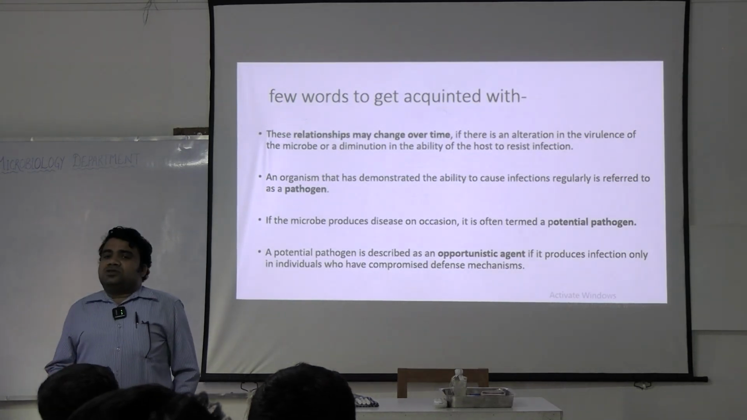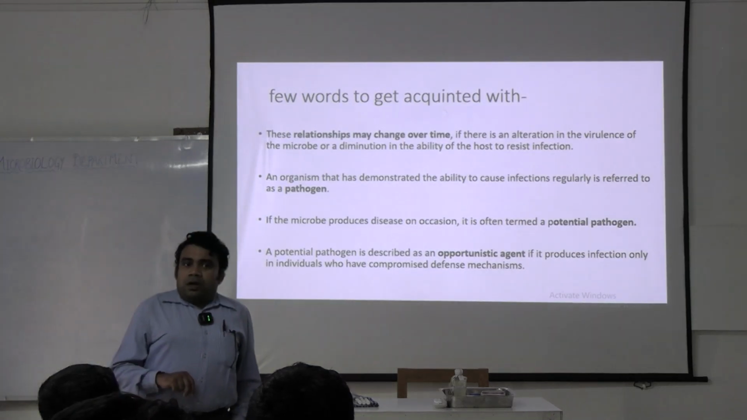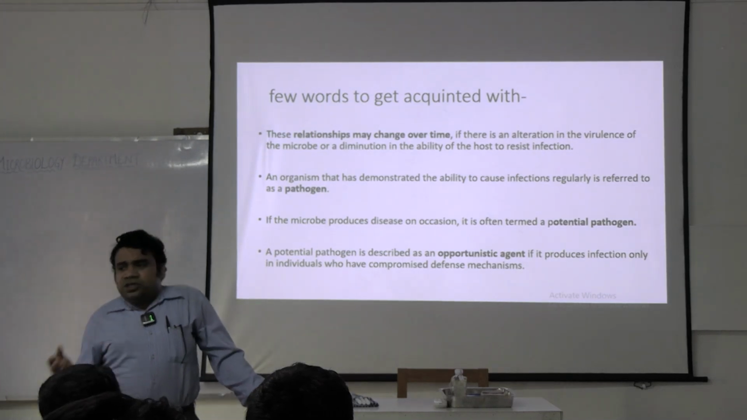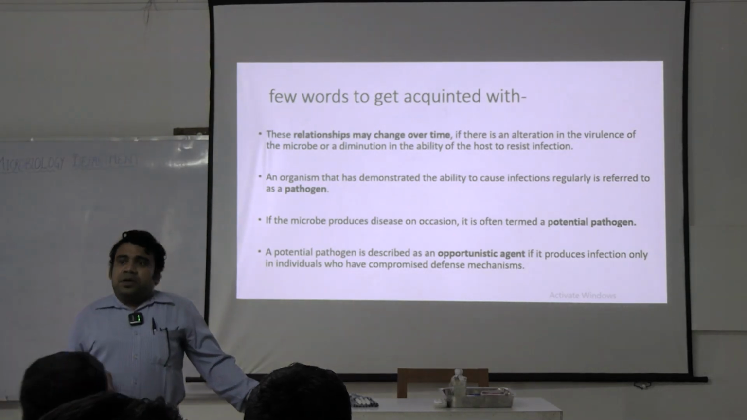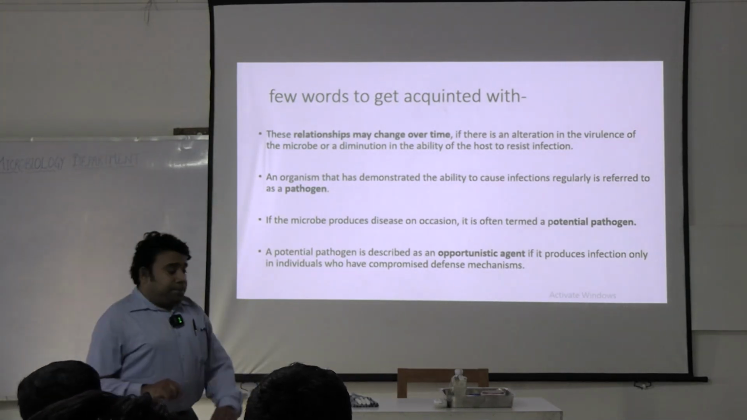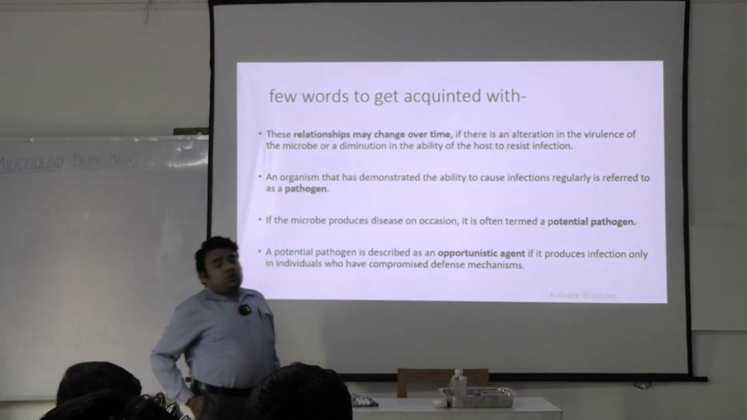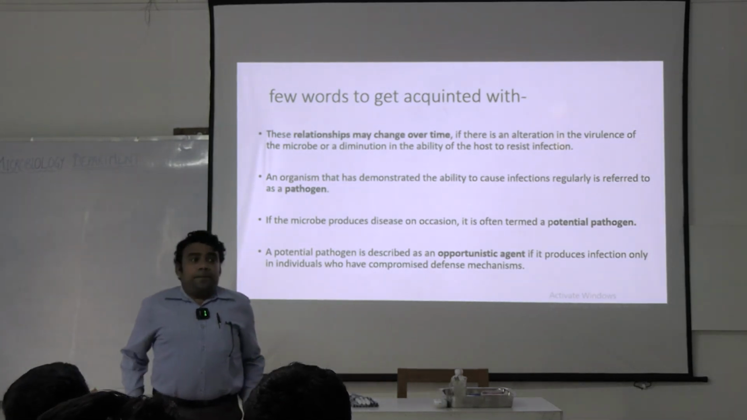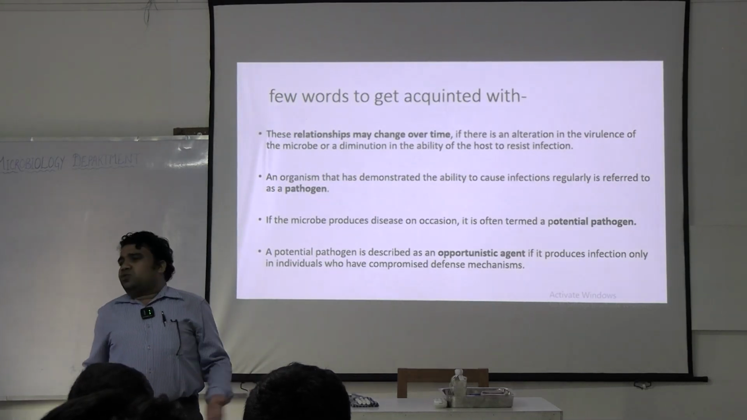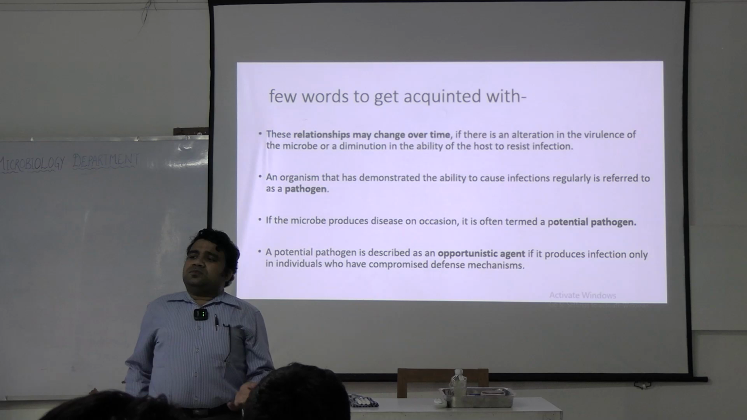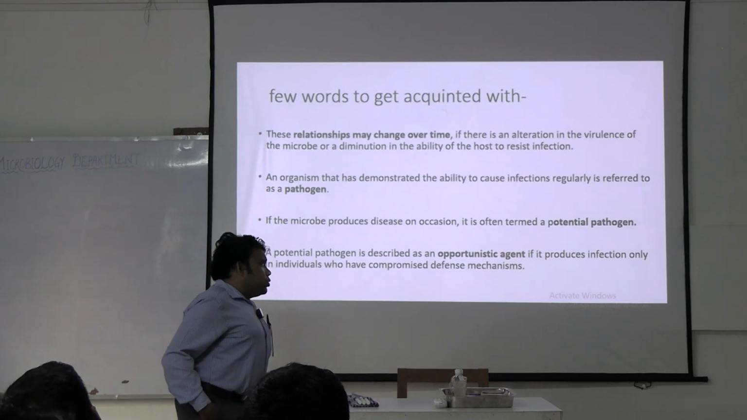They may change over time. They may change with the status of the immune system of the human body. If the immune system is strong, a bacterium might be present only as a colonizing flora. But if the immune system of the same person decreases, the same organism might become pathogenic. Now, when I say pathogenic, we need to know two terms. An organism which has been demonstrated to have the ability to cause a disease is called a pathogen. So, what is a pathogen? As the name suggests, patho means pain or disease, gen means genesis, that is, which causes it. So a pathogen means an organism which has been demonstrated to have the ability to cause infections.